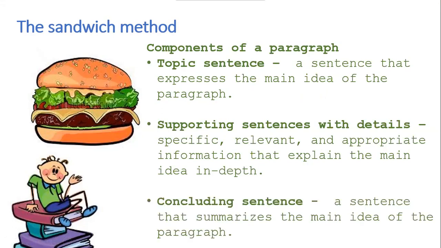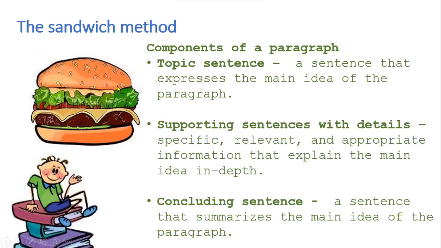Then at the end, you have to write a sentence called the concluding sentence. It's a sentence that summarizes the main idea of the paragraph. So the main idea you have written as a topic sentence. So here at the end, you have to summarize what you have written so far. Or in other words, you can say that you are writing the main idea, you are writing the topic sentence, in a different way. So how is it related to the sandwich method?